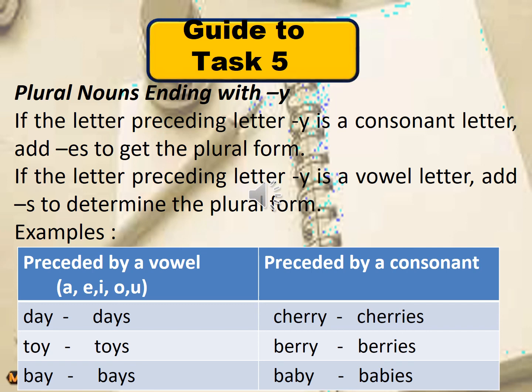And last one is baby. For the word baby, it ends with Y. And what letter comes before letter Y? It's B. So we need to change Y into I and then add ES.